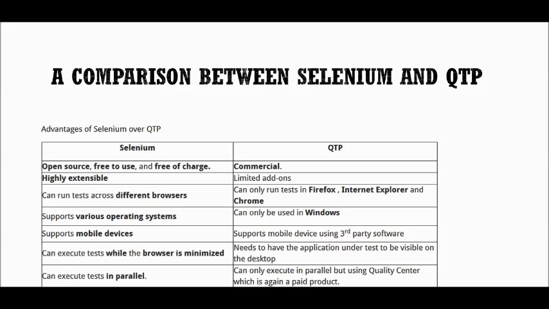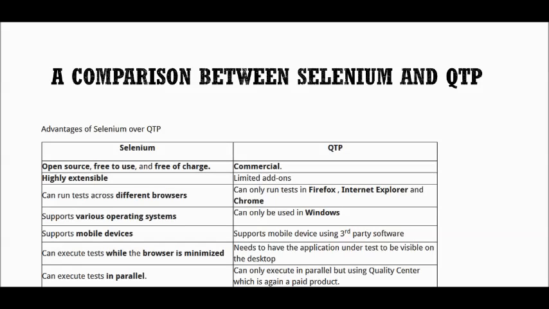Selenium can be used in different browsers, but only IE, Firefox, and Chrome are supported by QTP. Selenium has various operating system support, but QTP only supports the Windows operating system. Selenium can support mobile devices, but for QTP we need some third-party help to support mobile testing. And the main thing is, when the browser is minimized, a Selenium script can work, but the disadvantage of QTP is that when the browser is closed, the QTP script cannot identify the elements shown in the browser. So for QTP, the browser must be open every time the QTP script is running. For Selenium, parallel script execution is possible, but for QTP, only if we are using QC can we run parallel scripts. Otherwise, we are unable to run parallel scripts in QTP.